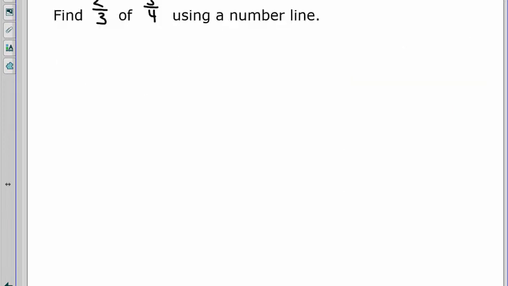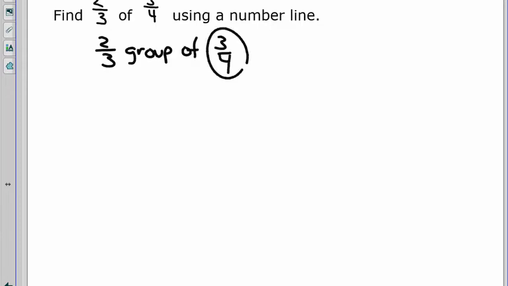So now you're going to try your own version of it. Remember, you're just going to draw a model. This is 2/3 group of 3/4. So you're going to want to start by showing 3/4 on your number line and then taking 2/3 of that. And we'll go over that tomorrow in class.